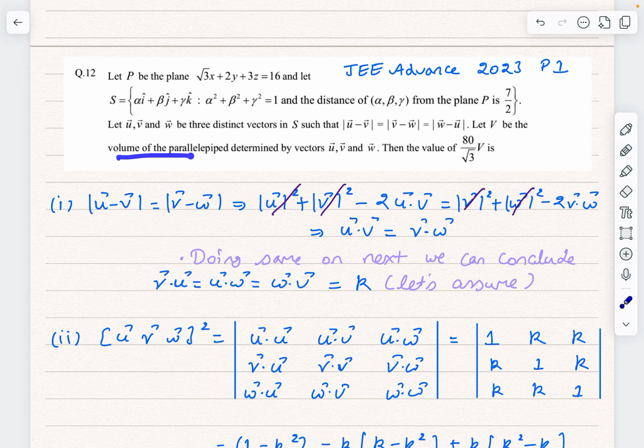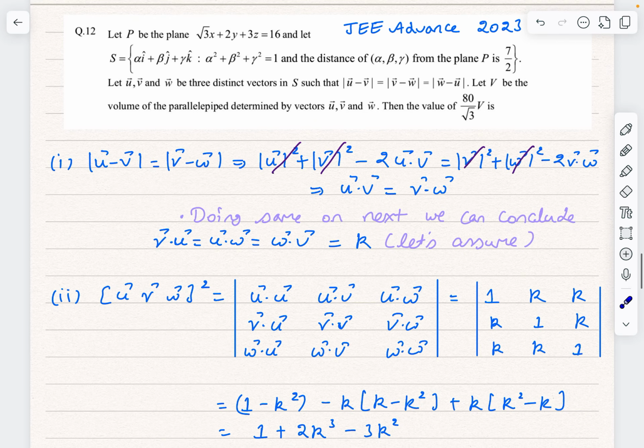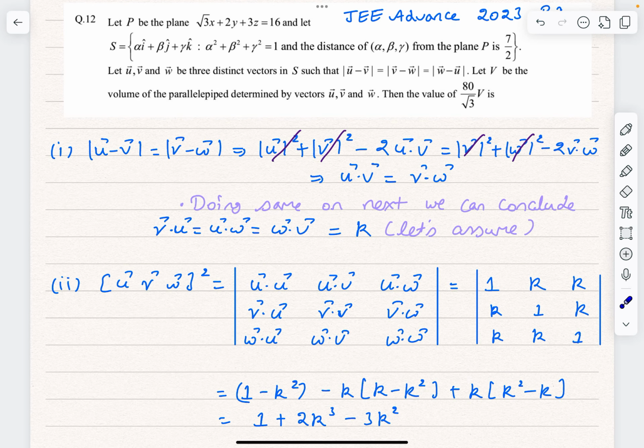To find the volume of the parallelepiped determined by the vectors u, v, w, the volume of the parallelepiped will be box UVW. So how do you find box UVW? We can say box UVW square will be the determinant u dot u, u dot v, u dot w, v dot u, v dot v, v dot w, w dot u, w dot v, w dot w. So u dot u, v dot v, w dot w will be just 1 and rest all of them will be k. So when you solve the determinant, we'll end up with 1 plus 2k cube minus 3k square. So the volume of the parallelepiped will be square root of this thing.